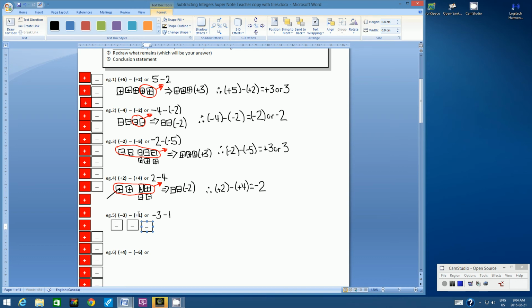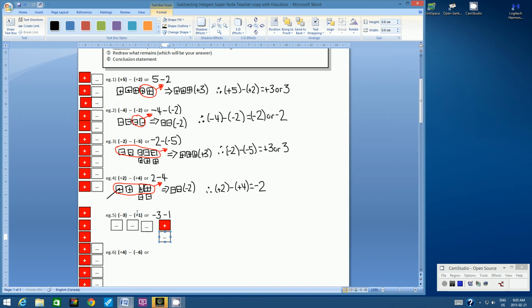The second integer is +1. Are there any positive tiles? No, there aren't any. So if I have to take away one positive tile, then I need to add one positive tile. But I can't just add one positive tile. I have to match it with a 0 model. So I'm going to bring over a positive and a negative. Now, before I do anything, look at your tile solution. Does it still represent the first integer, -3? Look at this diagram. Yes, it does, because I've got 3 negative tiles and a 0 model.